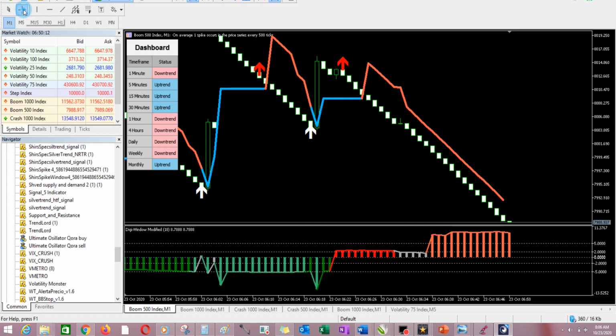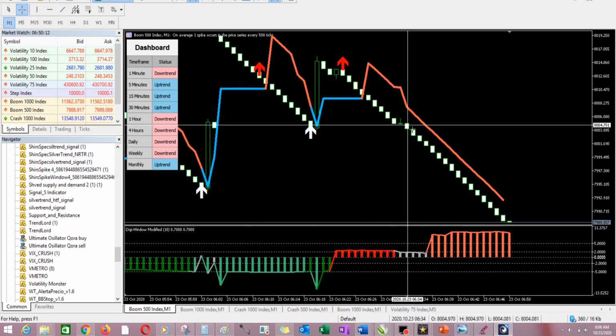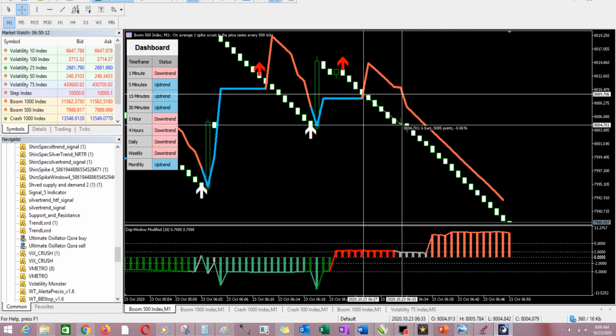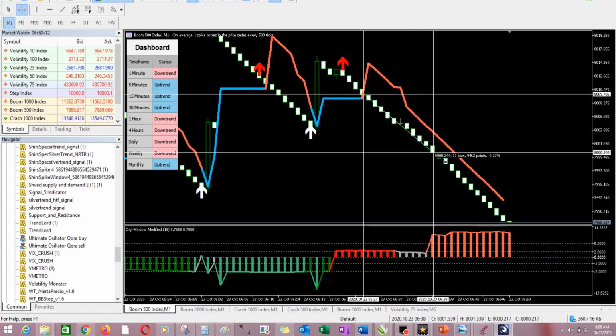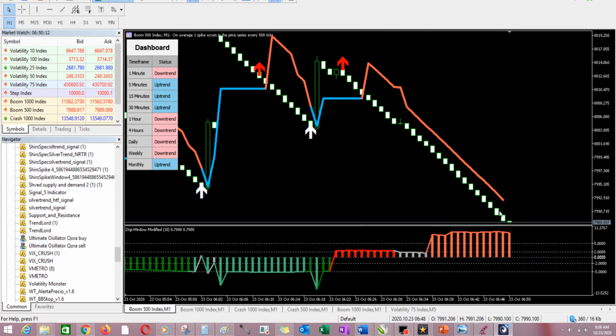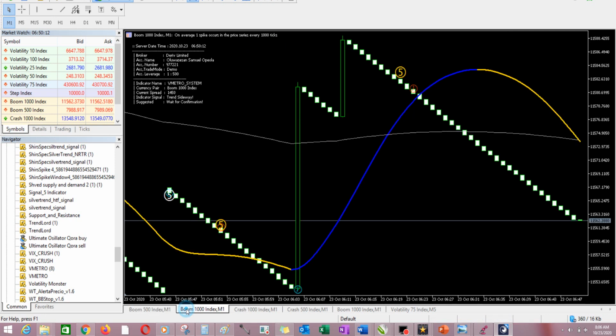Let's see where we got the confirmation from. It started from here. There was a little spike here but it went back, and this is giving us a 21 minutes candle, so that is that about boom 500. Let's check out boom 1000.